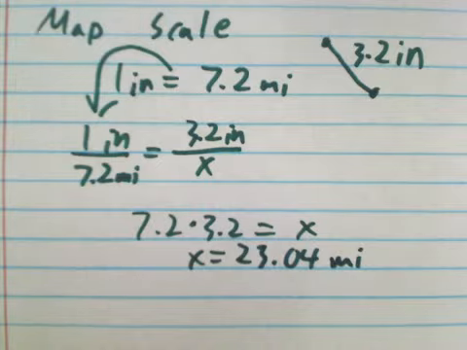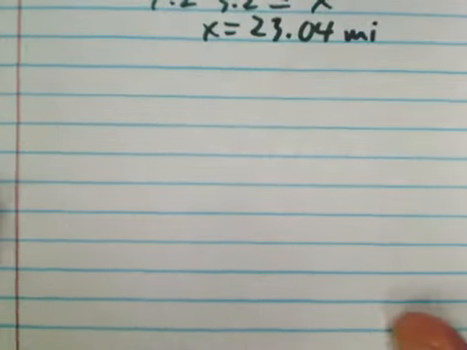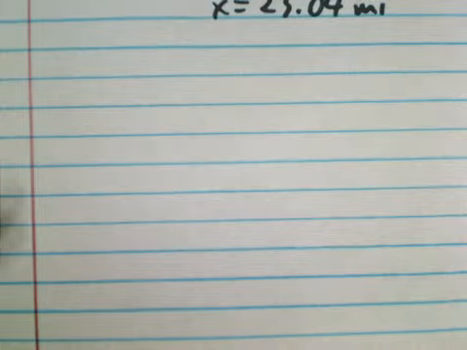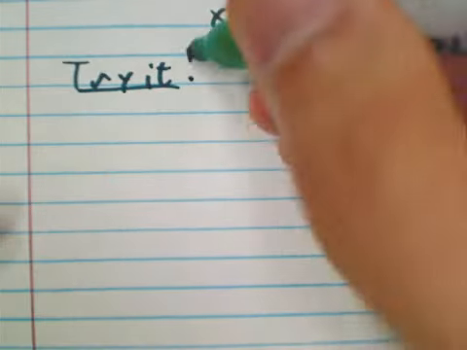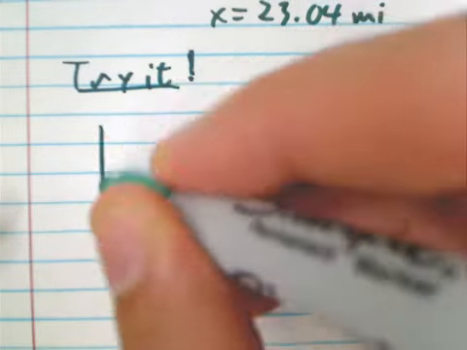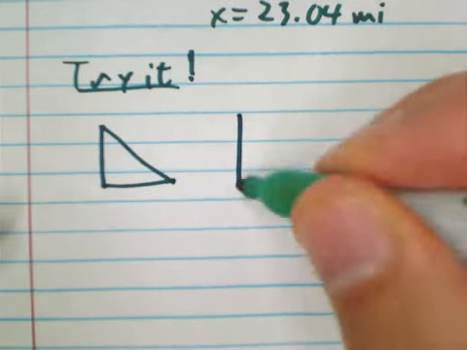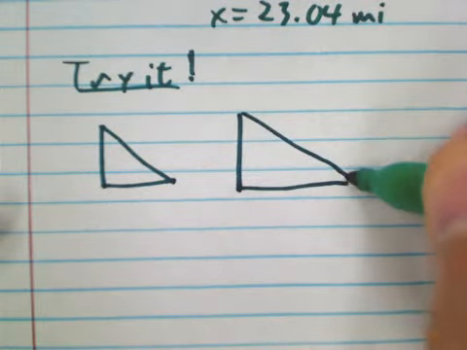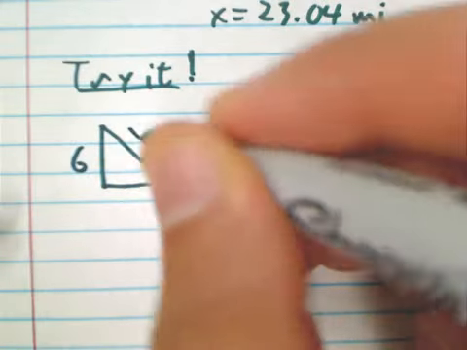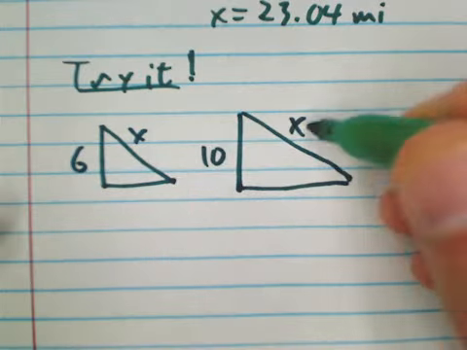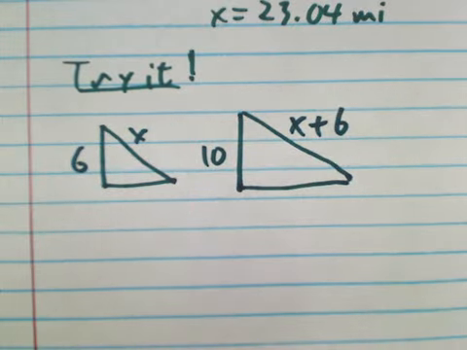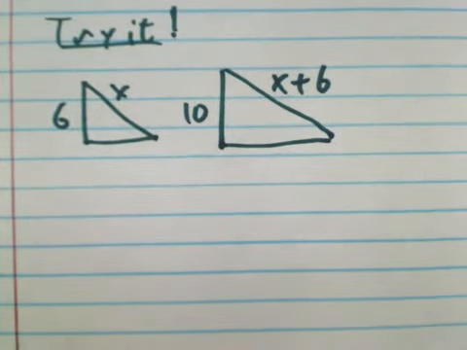I have one try it for you. I'm going to draw some similar figures here, and then I want you to find the value of x. This is going to be trickier than what I did here, but hopefully combining this with what we did yesterday, you'll be like, oh, it's totally cool. Try it. I'm going to have two triangles, and this one will be a little bit bigger. Let's say 6 and x, 10 and x plus 6. Go ahead and try that out.